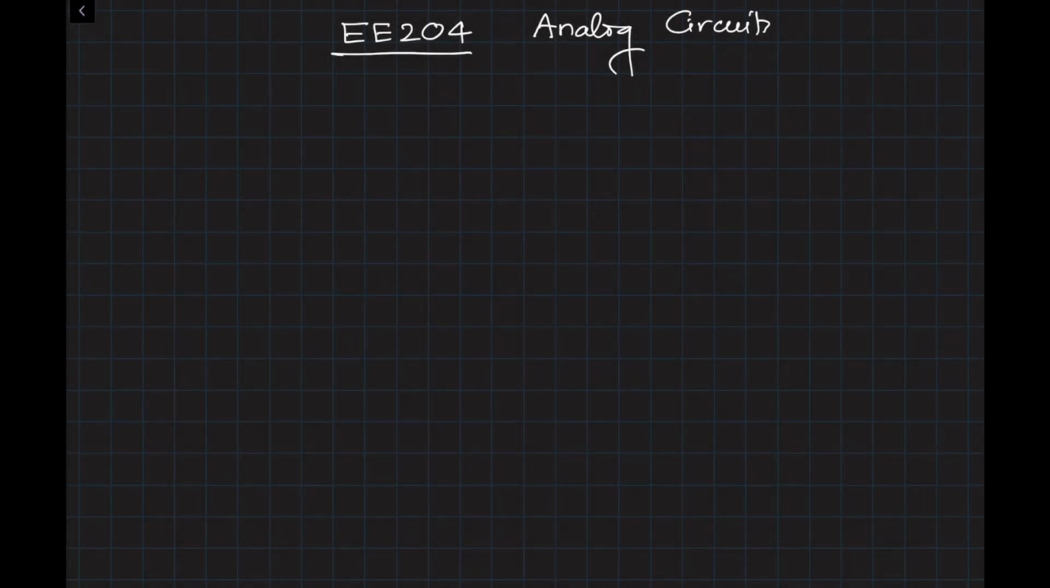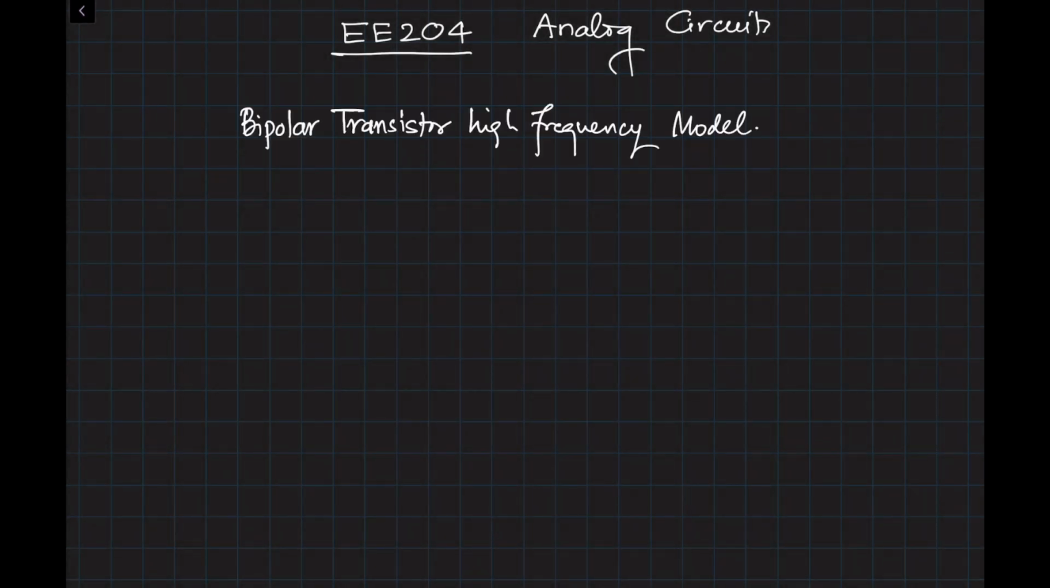First, we will look at the bipolar transistor high frequency model. If you remember, when we looked at the bipolar transistor, let's take an example of an NPN transistor. We have three layers: N, P, and N. The top layer I'm showing in this example is the collector. The center sandwich layer is the base, and the bottom layer is the emitter.